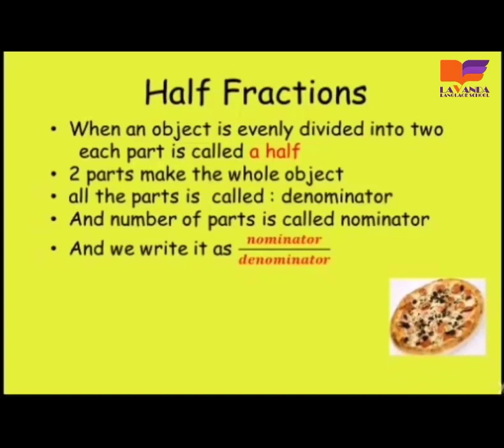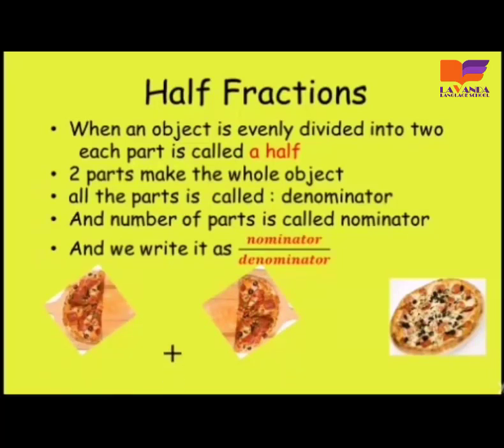So if I have one whole pizza and I want to divide it into two equal parts, this part will be a half. How to write a half? This part is 1, so the numerator will be 1 above the line. Right. Okay. How many parts did I cut? Yes, 2 parts. So the denominator is 2 and I write it under the line.